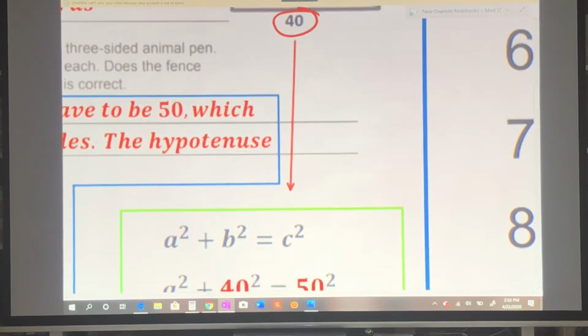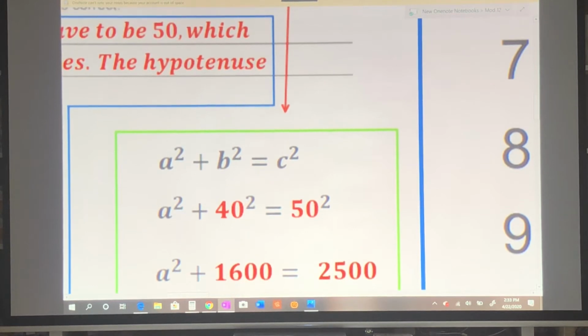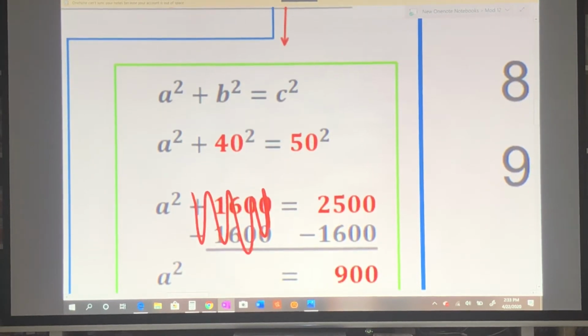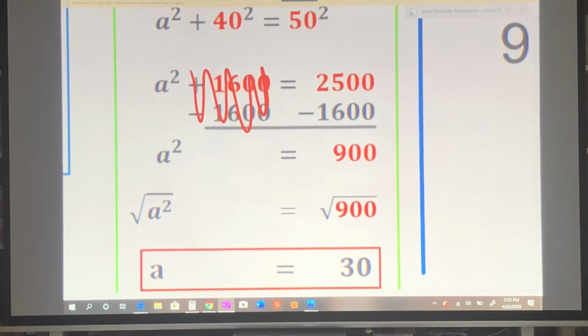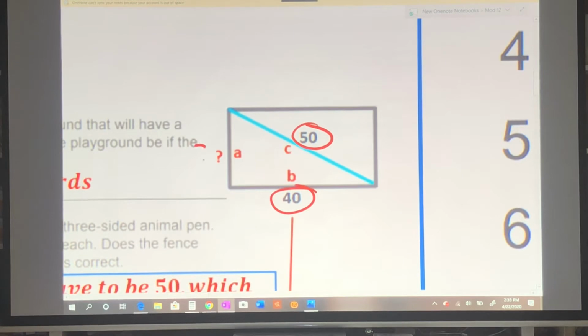Let's find A. 40 squared, 1600, 50 squared, 2500. So A squared plus 1600 equals 2500. Remember, the 1600 has to go, and so does the squared. Let's get rid of the 1600 first, subtract it from both sides. These two are gone. A squared equals 900. Square root of both sides. A is 30. Let's go back up here. Remember, a 3, 4, 5 is a classic right triangle, so a 30, 40, 50 is also.